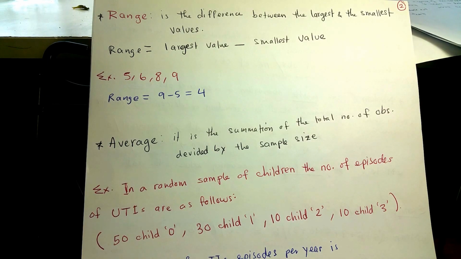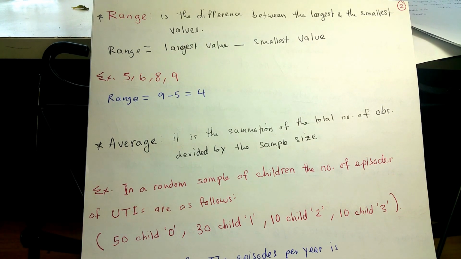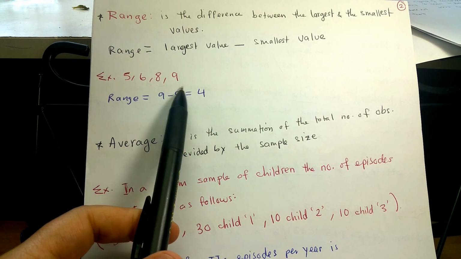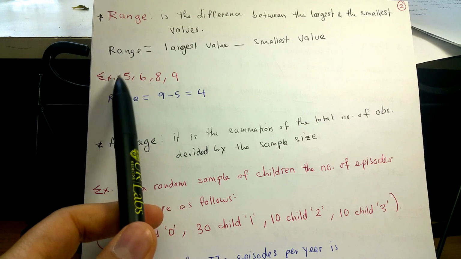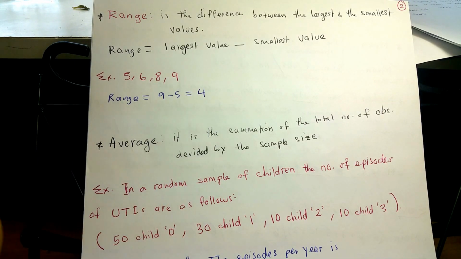How about the range? The range is easy. It's the difference between the largest and the smallest values. So in this example, the largest, 9, minus the smallest, this is the range.